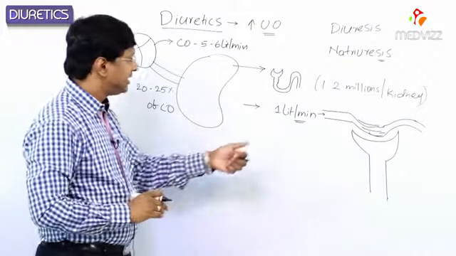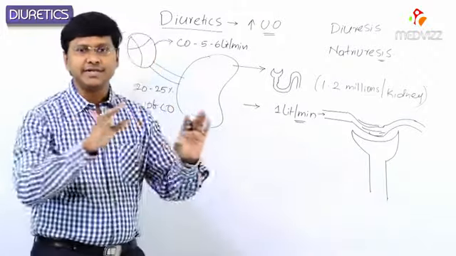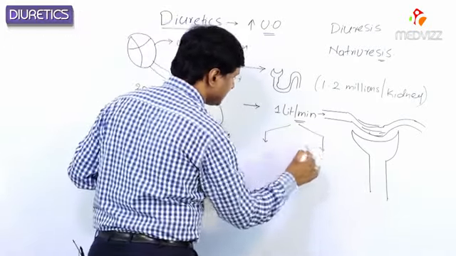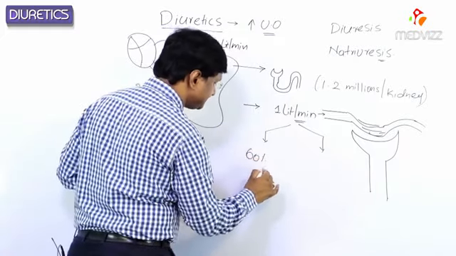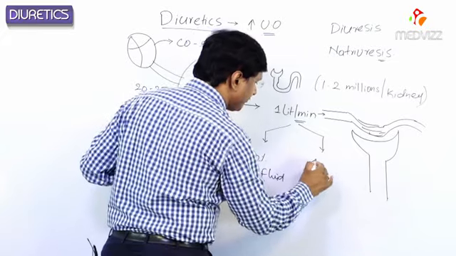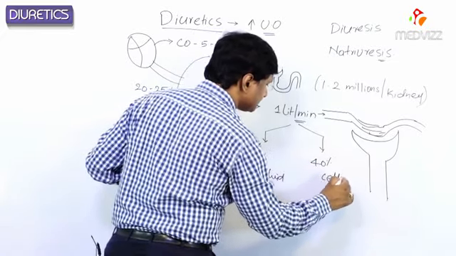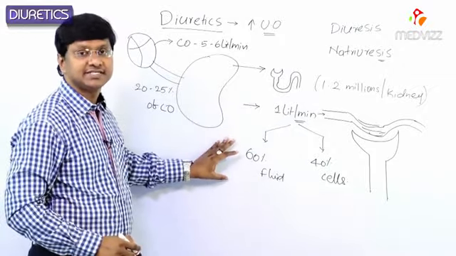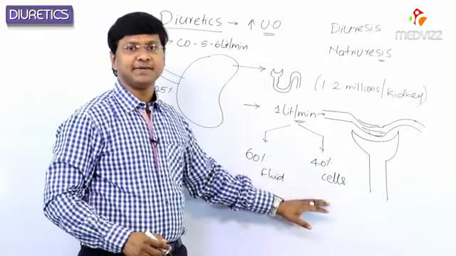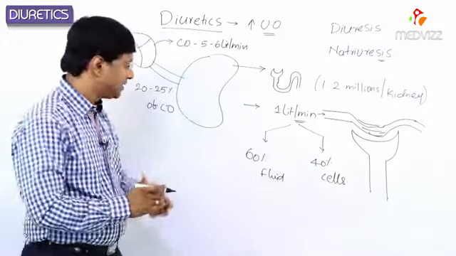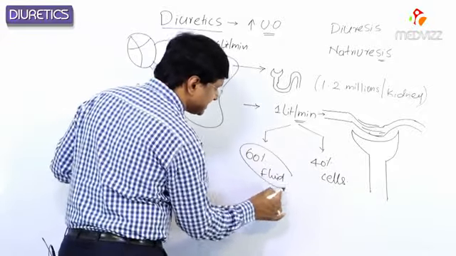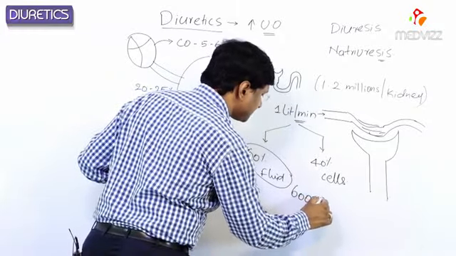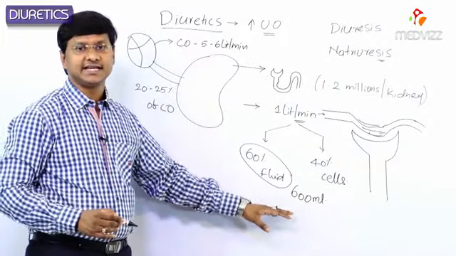Now remember again, in this 1 liter it is not completely fluid. Out of this 1 liter, 60% will be fluid and 40% will be cells. In 1 liter of blood, 60% is present in the form of fluid, whereas 40% will be the cells. Now this 60% will be nearly around 600 ml.